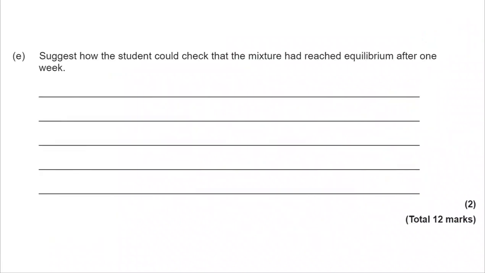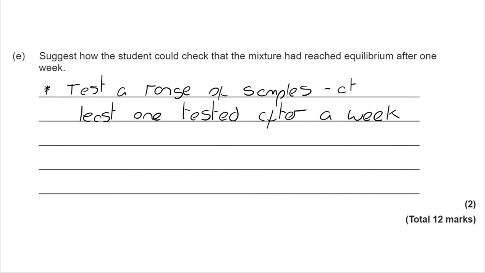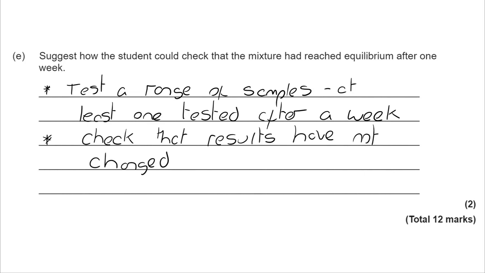Finally, moving on to part E, how could the student check the mixture had reached equilibrium after 1 week? So we're moving into practical territory here. We're thinking about practical questions, required practicals. What we're looking for here is that you could test a range of samples, and within that range, at least one of them should be tested after it has been at equilibrium for a week. And what we should see is that the results haven't changed after a week. That tells us equilibrium has been reached. It's not still changing.